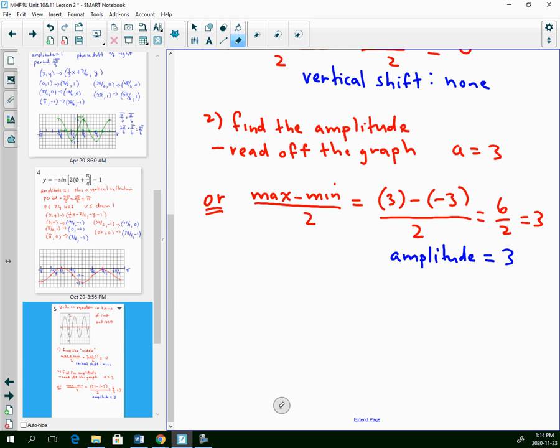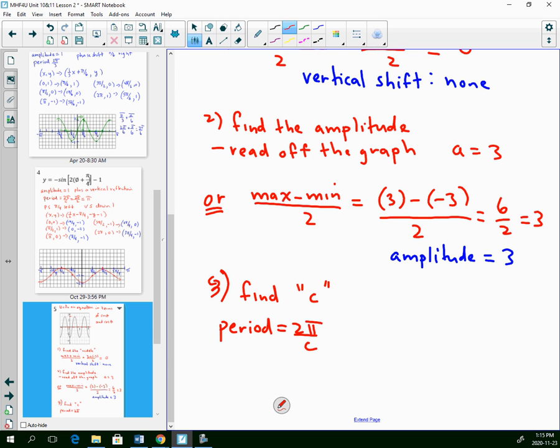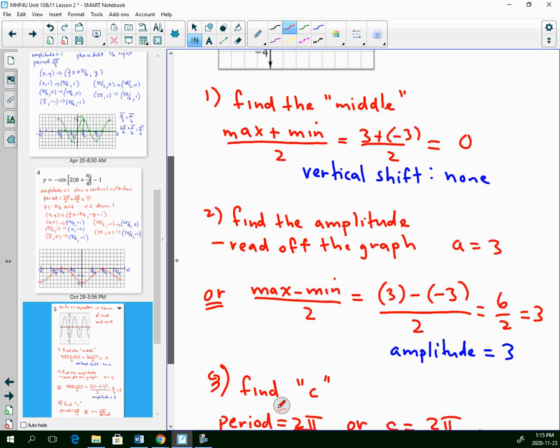Okay, the next thing I would do is find the horizontal stretch or compression. Remember that the period is normally 2 pi, and that gets compressed or stretched by the C value. So we could rearrange for C to find the normal period of 2 pi divided by the period of the graph. If I want to find C, I'll just reverse that operation and take the normal 2 pi period and divide it by the period of this graph to see what that ratio is.